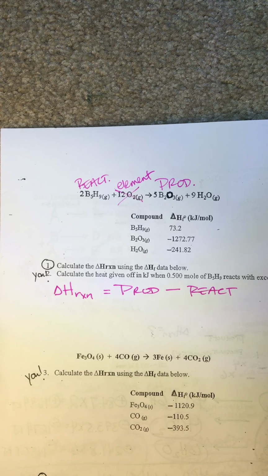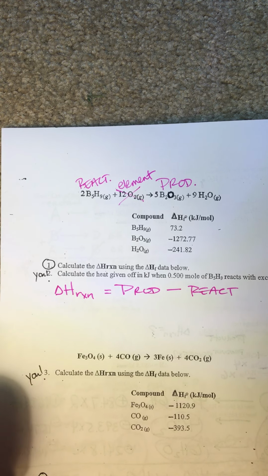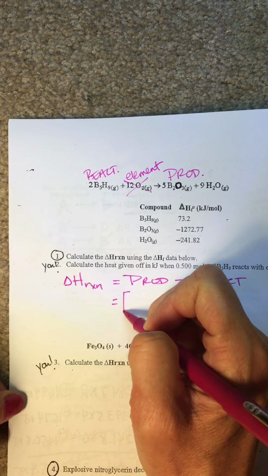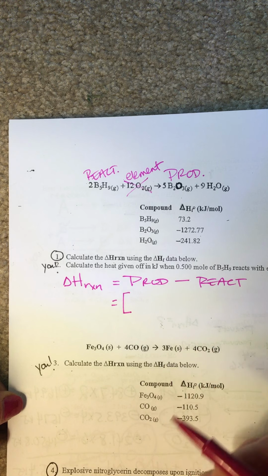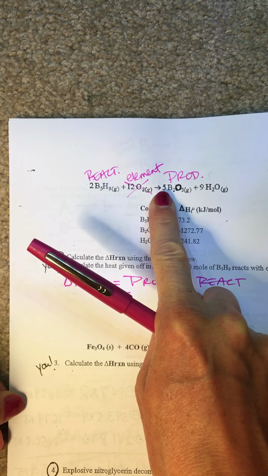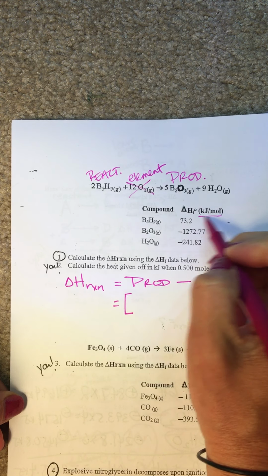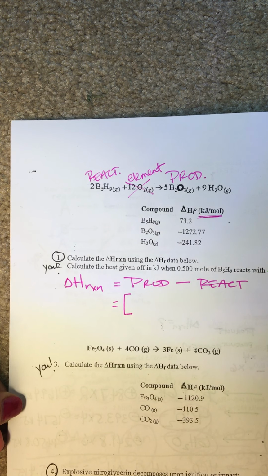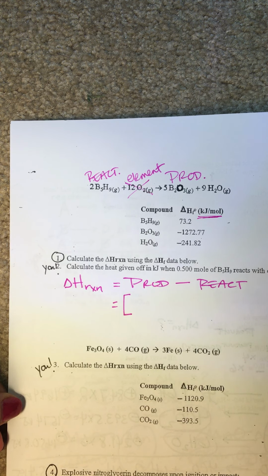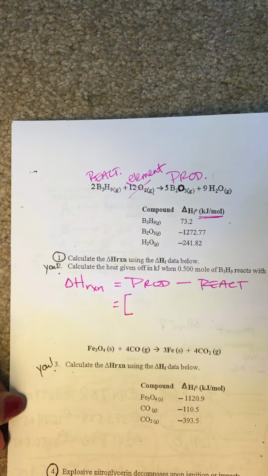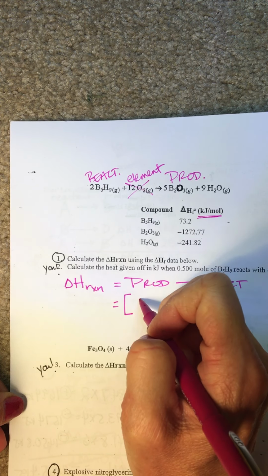Okay, so now that I've sort of organized my thought process, we can go ahead and do that. So we need the sum of the products. So we have two different products. And notice there's not 1 mole of each. There's 5 here and 9 here. So we need to take that into account because that standard enthalpy of formation is per 1 mole. So looking for my B2O3 right there, I have 5 moles of it.